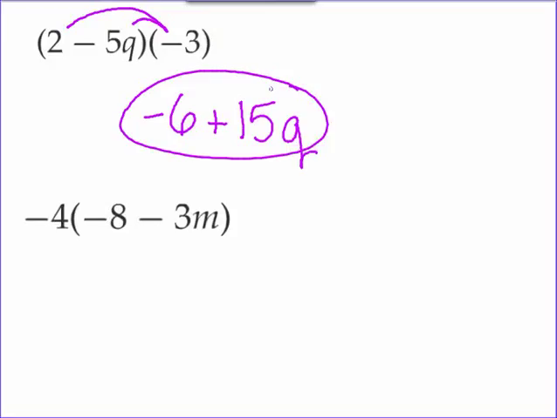All right, I want you to do this last one real quick in your notes here. Negative 4 times negative 8 minus 3m. Just grab a sheet of scratch paper real quick. Just jot down how you would do that. Time for you to get involved.